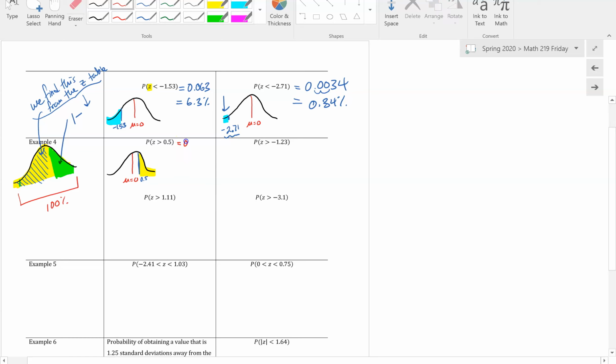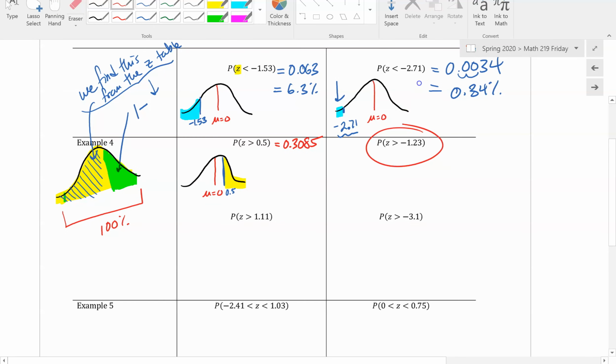So this was 0.3085. This can be a little confusing at first, but you do this a bit and you get the hang of it real quick. Let me skip this example. I'll do some of these with StatCrunch to show you that that's a lot nicer. So let's jump over to this example.